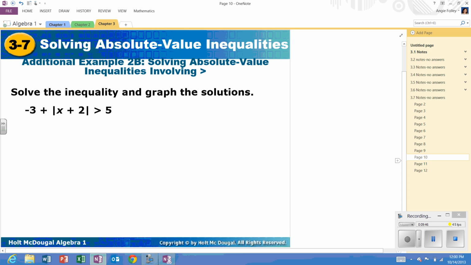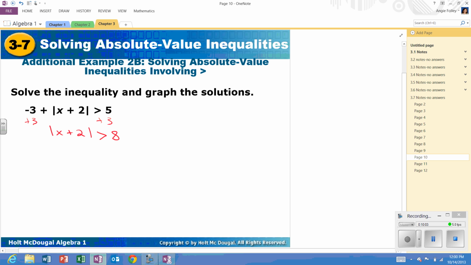Okay, so we need to solve it. And before, our step 1 is to isolate what's in absolute value. So we've got to get rid of this 3. Well, the inverse operation is to add the 3. So then we have the absolute value of x plus 2 is greater than 8.